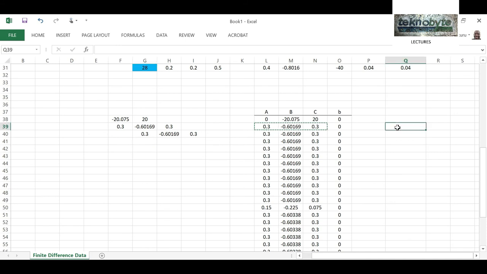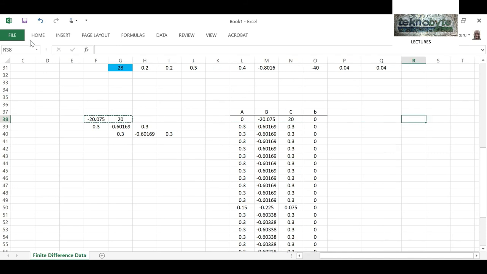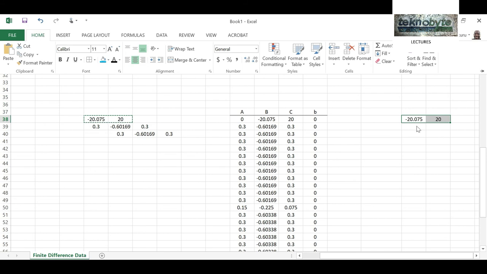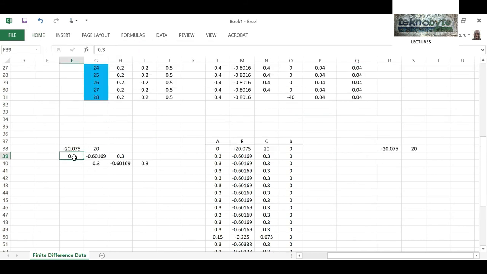So if we take this to be the first row, and this being the first entry that we want to eliminate, we multiply the whole of this row by minus 20.075 divided by 0.3, and then subtract the row above. In fact, this is just minus 20.075 divided by the entry that we want to eliminate here. We multiply this row by 0.3 and subtract what is above it.